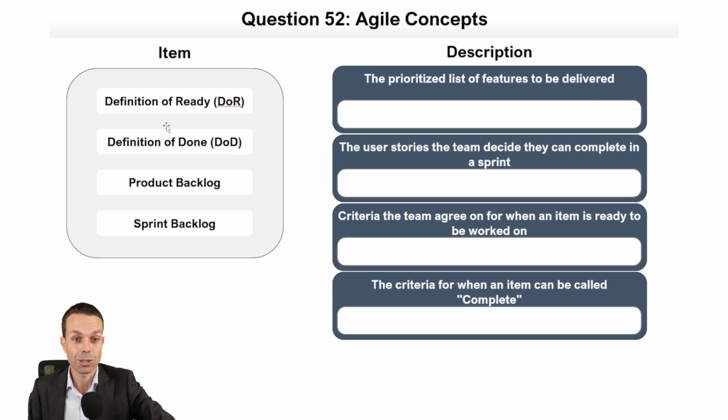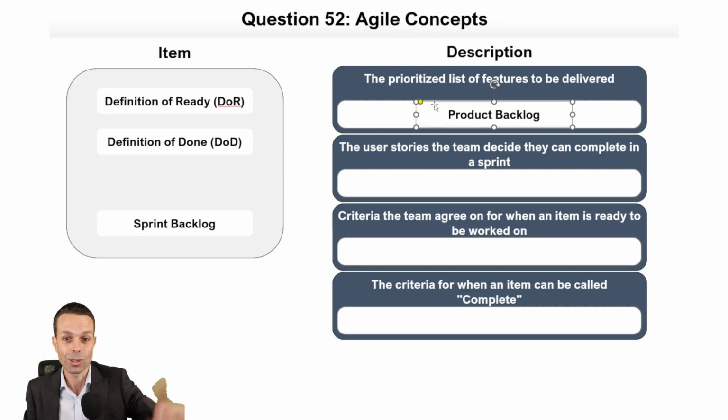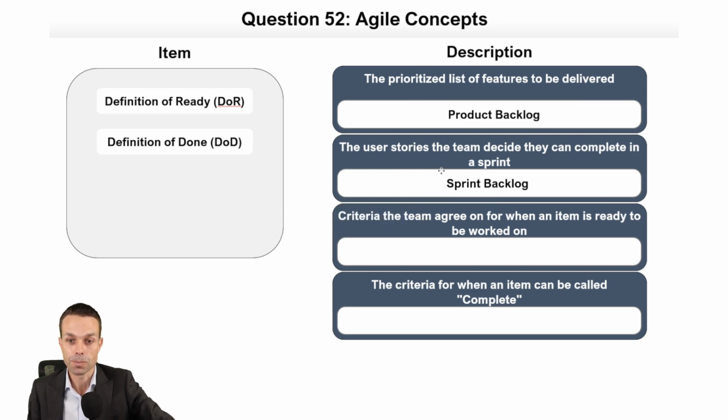More Agile concepts. Oh, and some of my favorite here, definition of ready and definition of done. So a prioritized list of features to be delivered. That's our product backlog. And we break that down into user stories and we put that into a sprint. So the user stories, the team decides that they can complete in a sprint. That's our sprint backlog. Now the criteria that the team agree for when an item is ready to be worked on, that's the definition of ready or DOR.